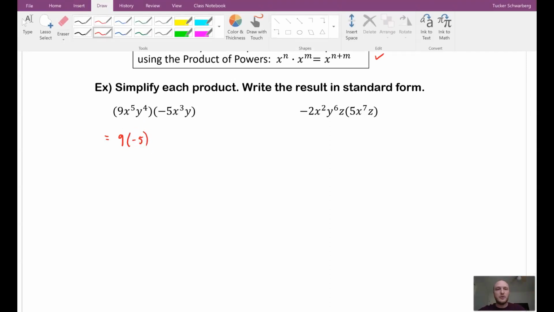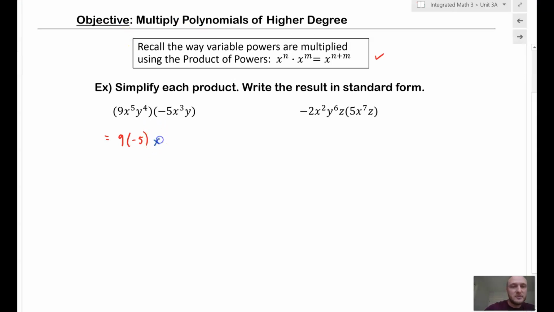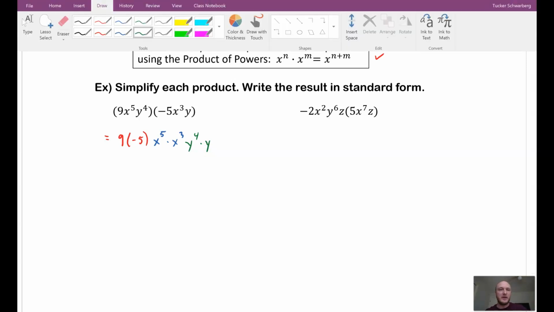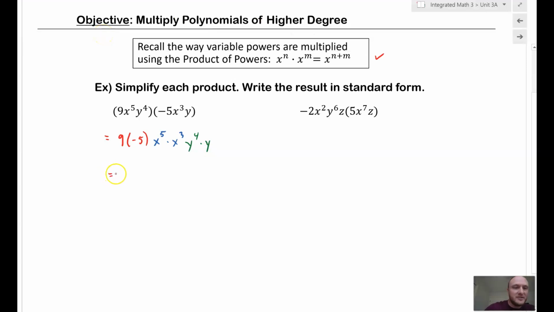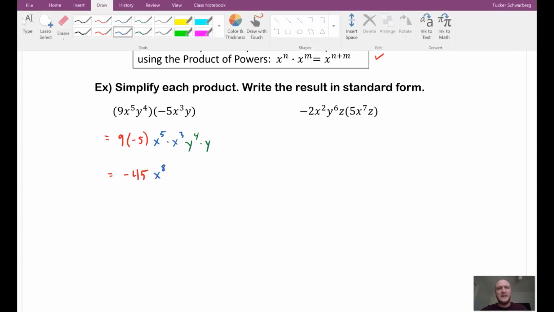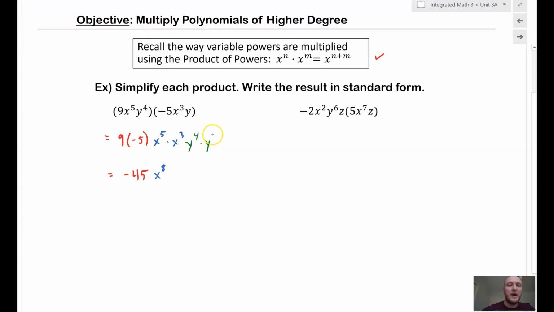Then I'm going to group my x's and put those next to each other. So x to the 5th times x cubed. And then my y's, so y to the 4th times y. Now I can just multiply. So 9 times negative 5 is negative 45. We have x to the 5th times x cubed, that is x to the 8th power. And y to the 4th times y, which really is y to the 1st, that is y to the 5th. So there you have it.